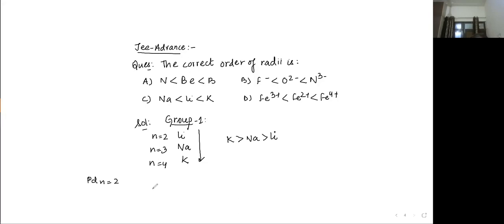If you move along a period, what happens to size? Correct. Size will decrease. So beryllium will be greater than boron, which will be greater than nitrogen. This will be the order. Is option A correct?